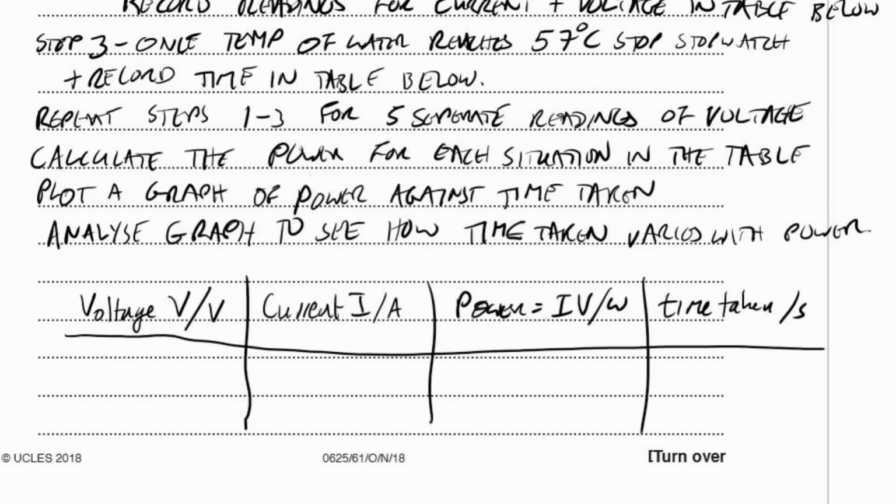And there we go. So I've got the voltage V in volts, I've got current I in amps, I've got power which equals I times V in watts, and the time taken in seconds. And that should give us a nice set of results that we can then graph.